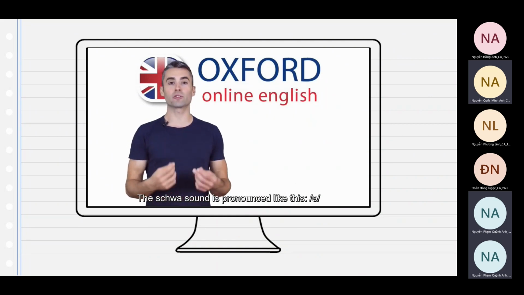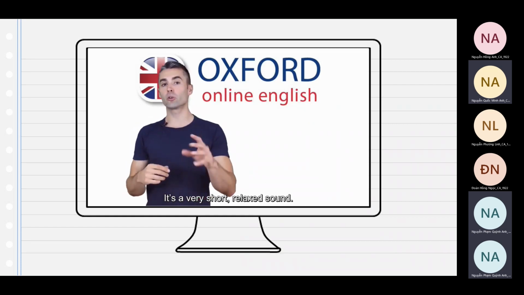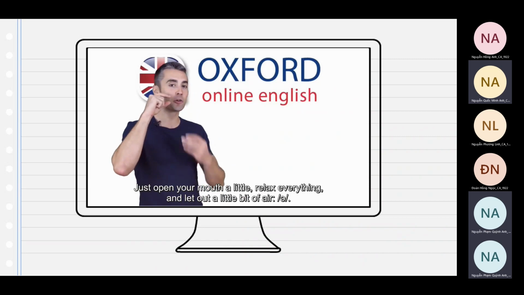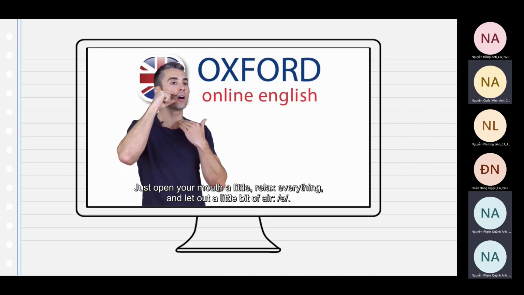The schwa sound is pronounced like this. It's a very short, relaxed sound. Just open your mouth a little, relax everything, and let out a little bit of air.